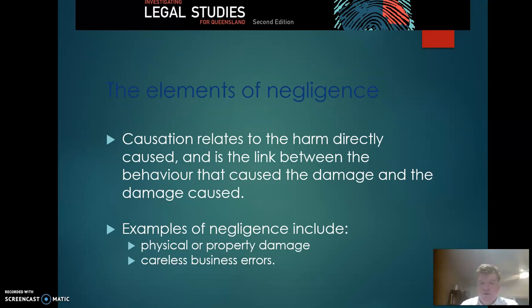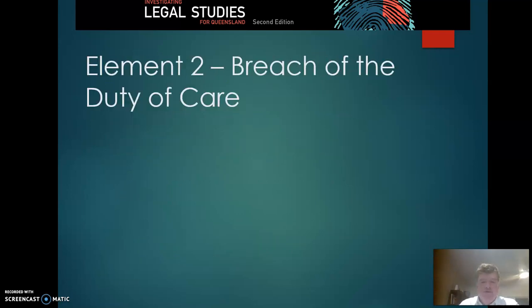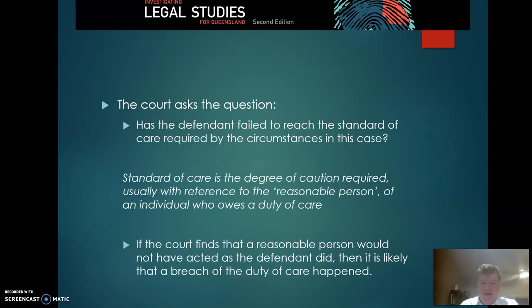They're the two I'd focus on. I would get less worried about causation. So now we move on to the breach of that duty of care.